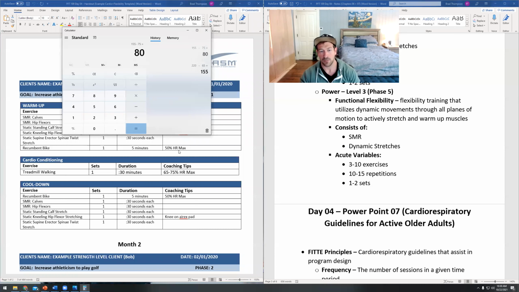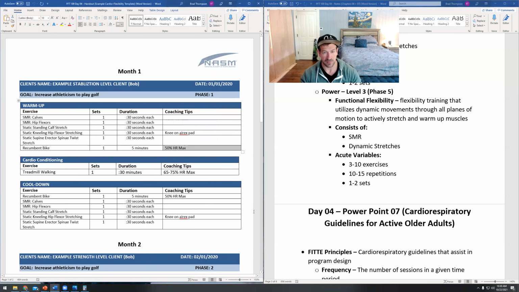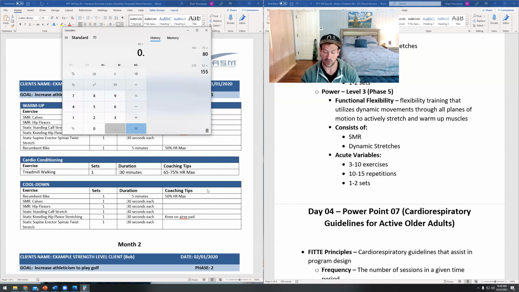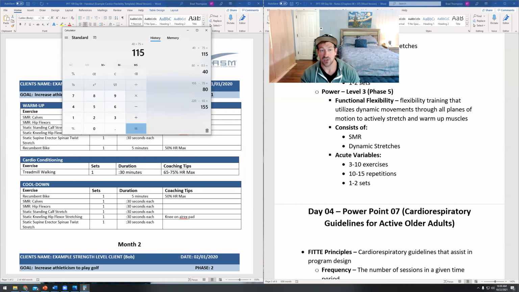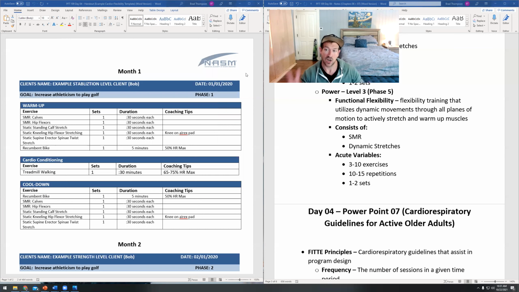I want him to warm up at 50% of his heart rate max. So I would go times 0.5, and then I would add that 75 back on. So I'd be like, Bob, I want your heart rate to be around 115 on the recumbent bike for about 5 minutes. And there we go. His body will get nice and warm. And I use the Karvonen formula, where I took into account his resting heart rate, the heart rate reserve method. So now we're putting our assessment stuff together.